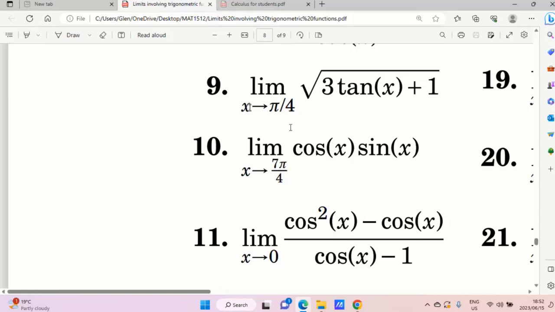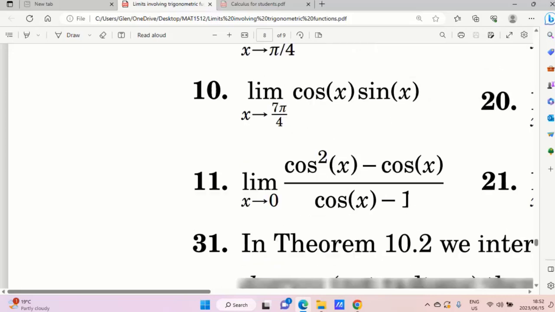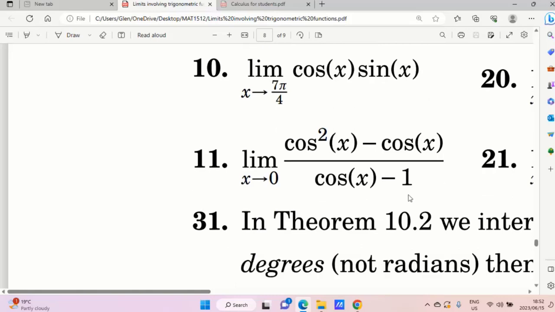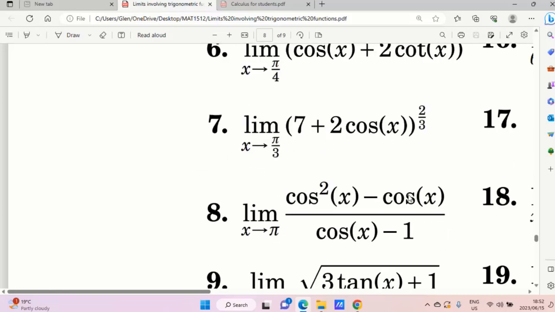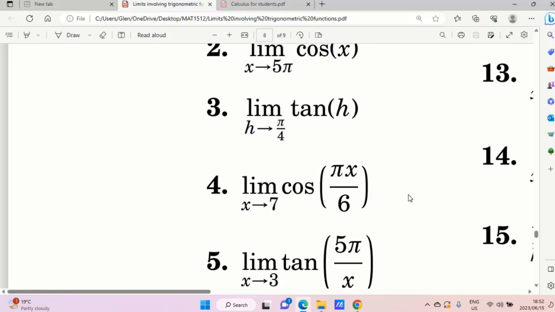Now, let's look at number... Level, what are you saying? Oh, I'm... Huh? Sorry, sir. Sorry.